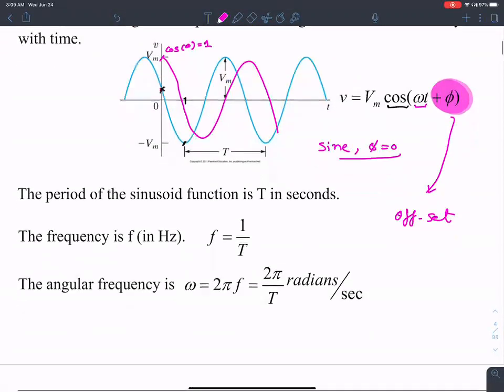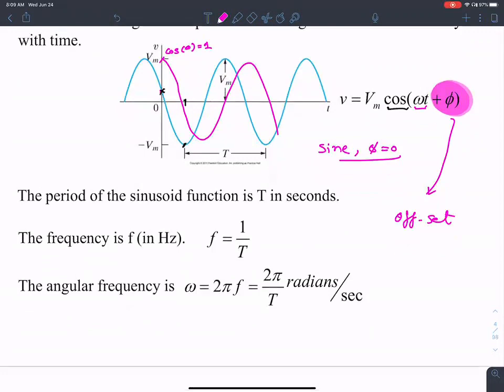The period of the sinusoid function is T. The time between two peaks is T, and therefore 1 over T is the frequency. What we typically do is express the frequency as angular frequency as opposed to hertz. So omega is 2 pi times the frequency in hertz. The units for omega would be radians per second, while the units of frequency would be cycles per second, or hertz.